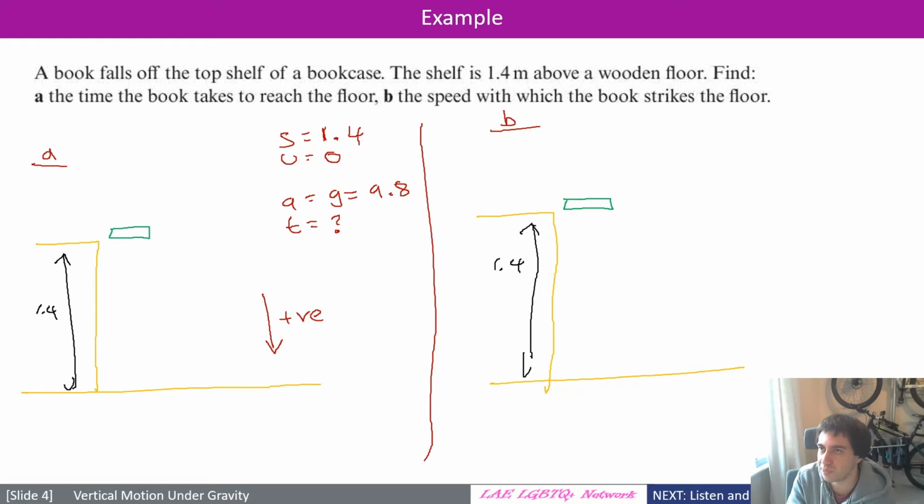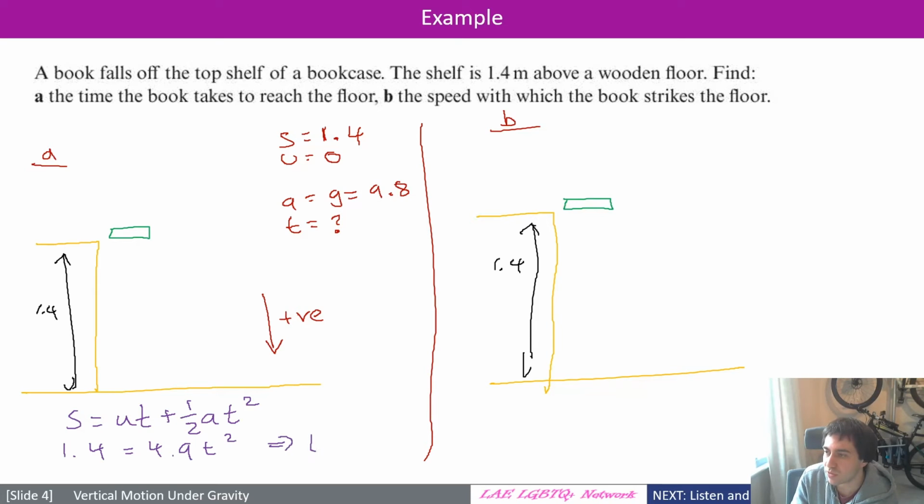Okay. So now it's just a case of using the correct SUVAT equation. We've got s, u, a, and t. We pick the one and only SUVAT equation that has all 4 of those, which in this case is s equals ut plus half at squared. So I end up with 1.4 equals 0 times t plus a half a, which is 4.9 t squared.